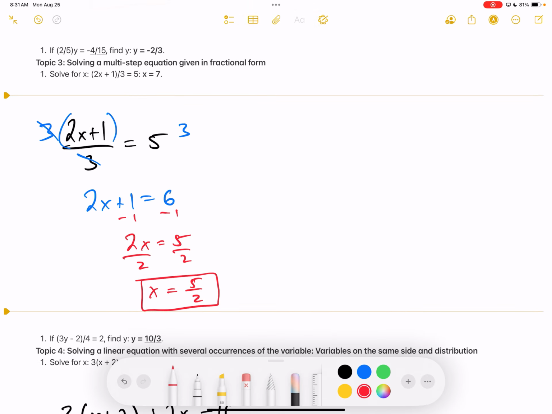Yes. Why is it 6 if it's 5? Because it's 8 a.m. and math is hard. I don't know what I was doing there. 3 times 5 would be 15, right? And that would be 14.